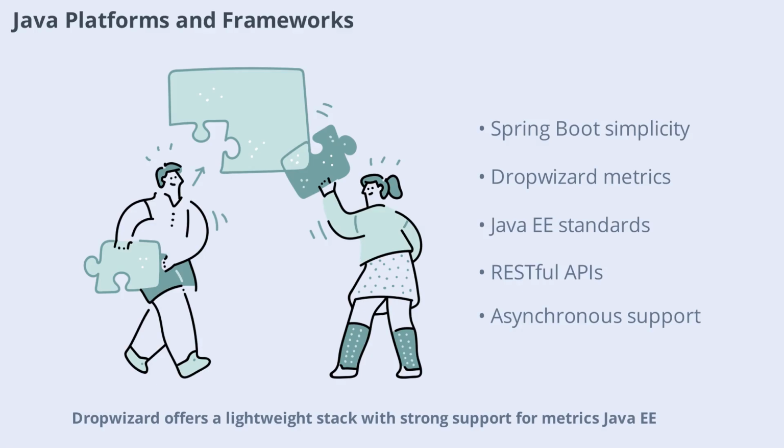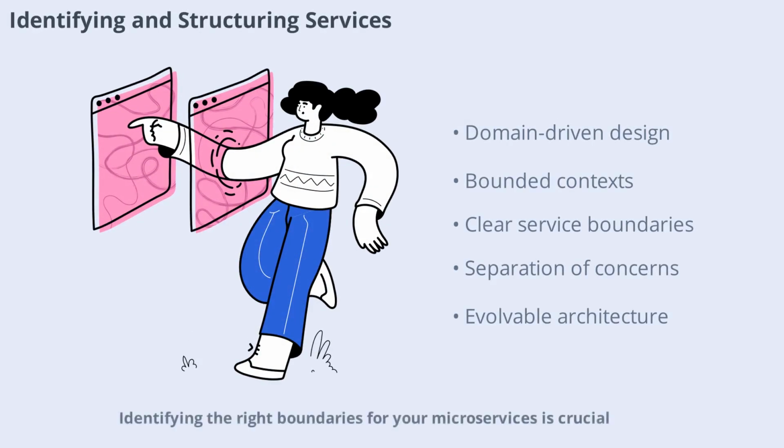Java EE, with technologies like JAX-RS and CDI, is well suited for enterprise-grade microservices, supporting dependency injection, RESTful APIs, and asynchronous patterns. Choosing the right platform depends on your team's expertise and project requirements, but all enable robust, scalable microservices in Java. Identifying the right boundaries for your microservices is crucial.